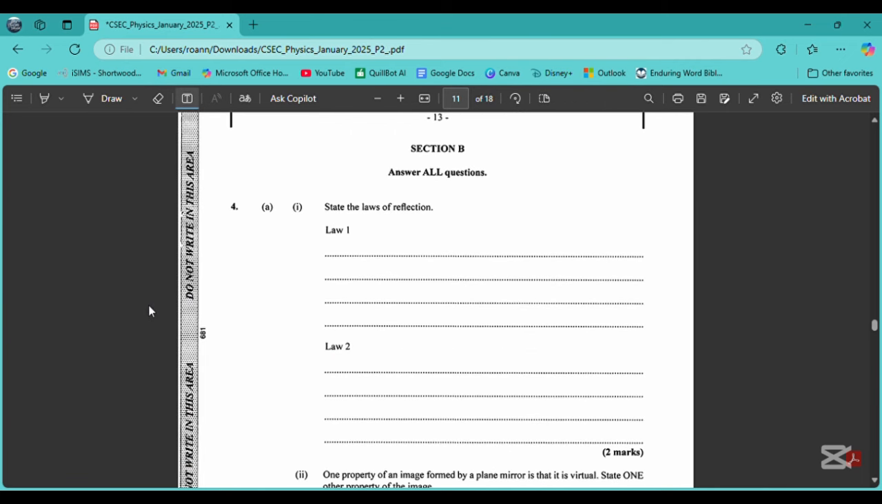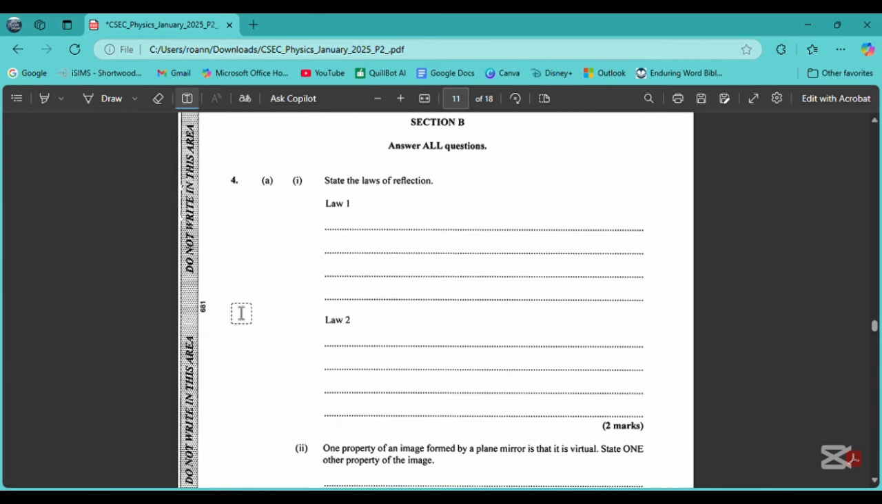And we move on to section B, where it says answer all questions. First one, state the laws of reflection. And what is the first law? So the first law states that the angle of incidence is equal to the angle of reflection with respect to the normal.